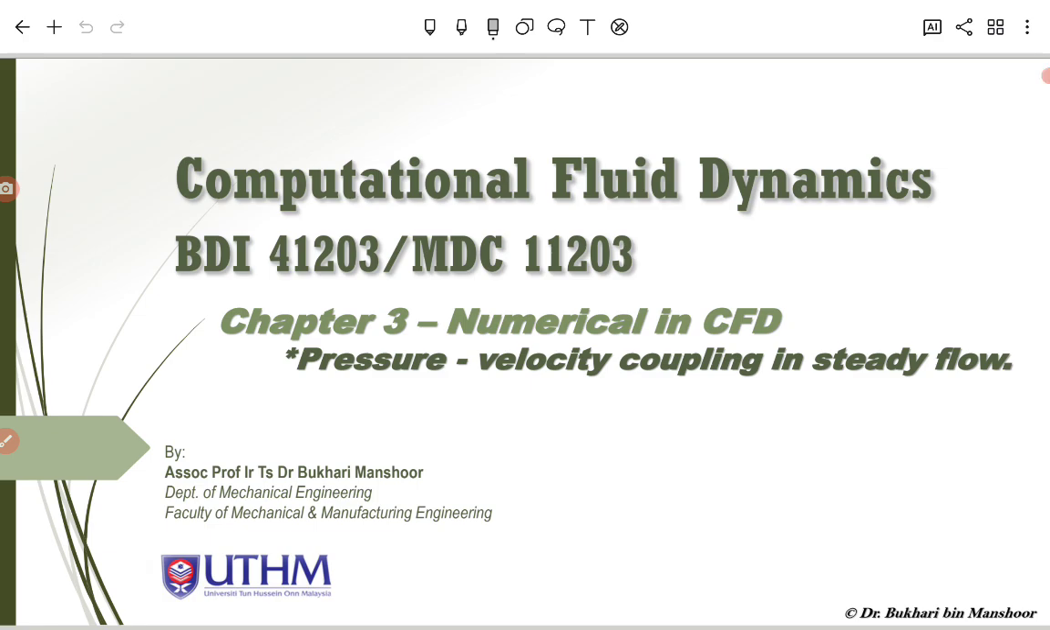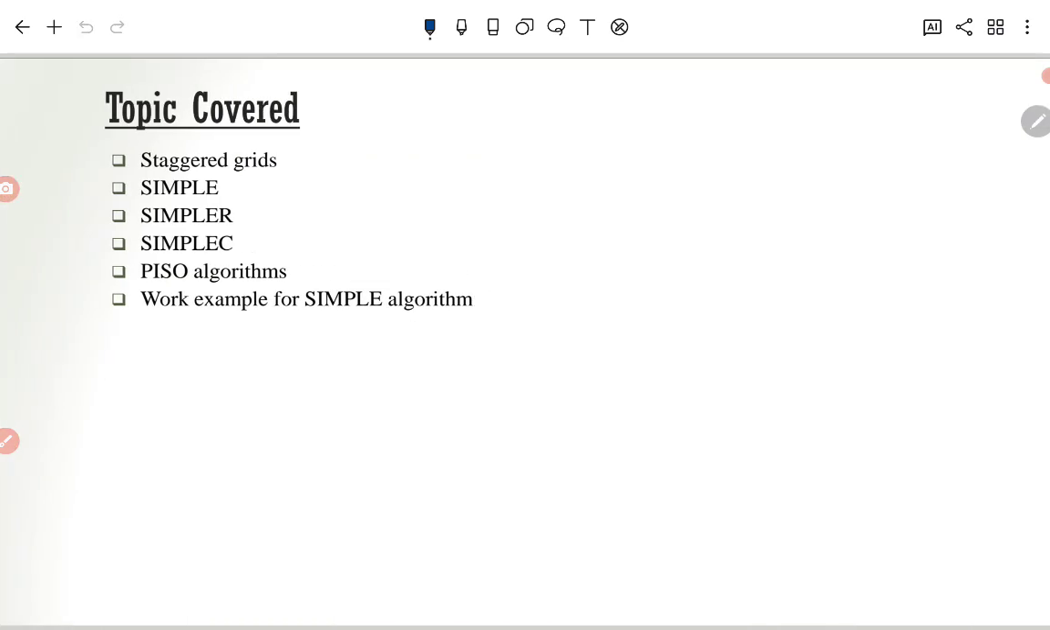So today we will look at the next chapter in our course, which is Chapter 3, where we discuss numerical methods in CFD, and we focus on pressure-velocity coupling in steady flow. In this chapter we will cover several topics. We start with the staggered grid. We understand what the staggered grid is.